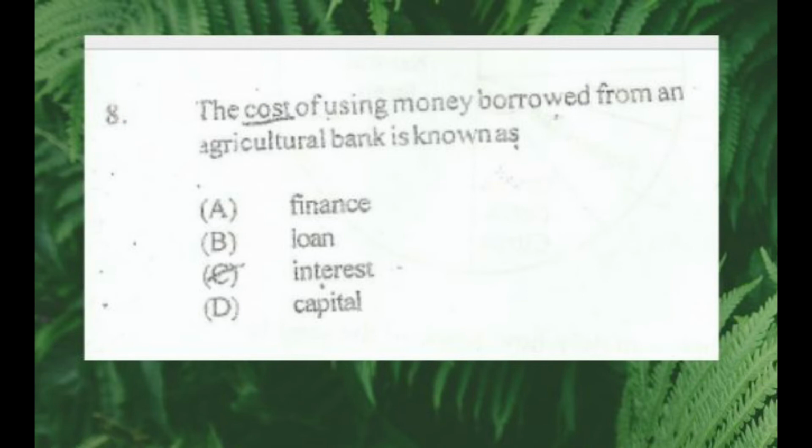Number 8. The cost of using money borrowed from an agricultural bank is known as A, finance, B, loan, C, interest, D, capital. The answer is interest. Borrowed money is referred to as loan.